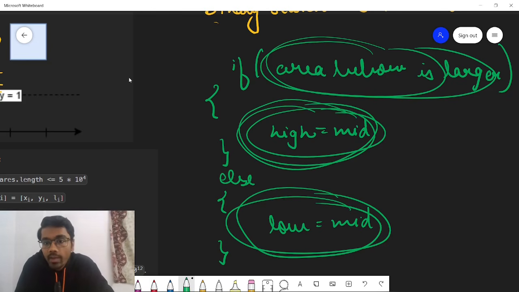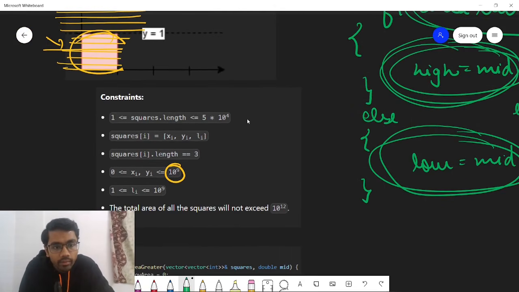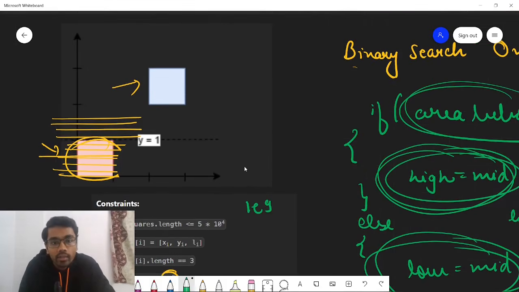Now what will be the value of low and high? So low will be 0, and if you look at the constraints, our y can be as big as 1e9 and our side length can be as big as 1e9. So in the worst condition, what can be the last point that we can encounter? It says that our bottom left point will be 1e9 in the worst case. So from the bottom left, if we draw a side length of 1e9, our square would look something like this: 1e9, here also 1e9, 1e9 and 1e9. So this will be the worst condition.